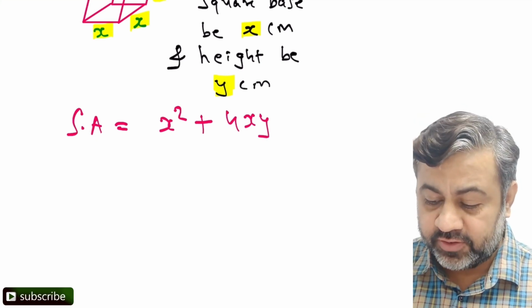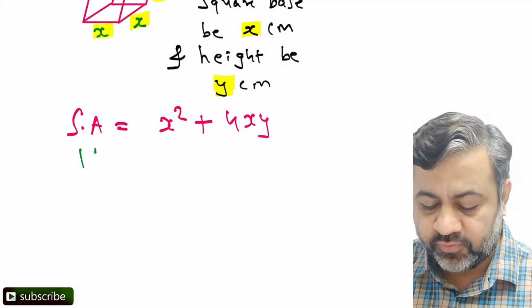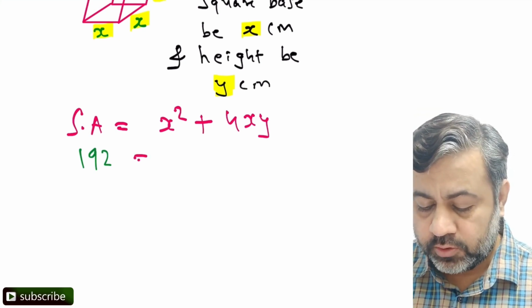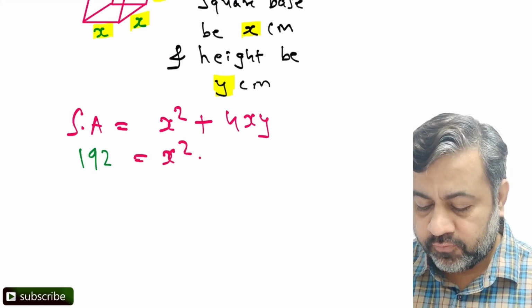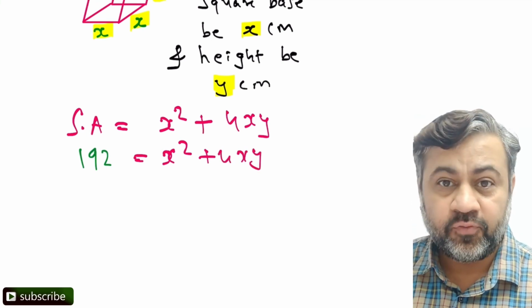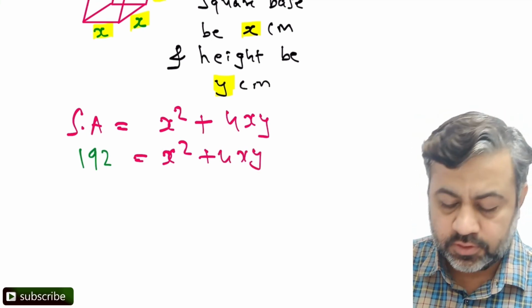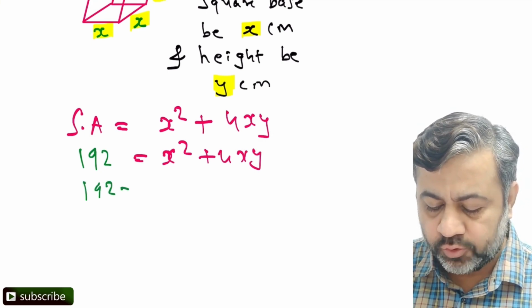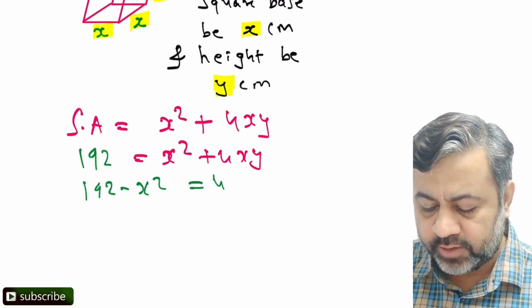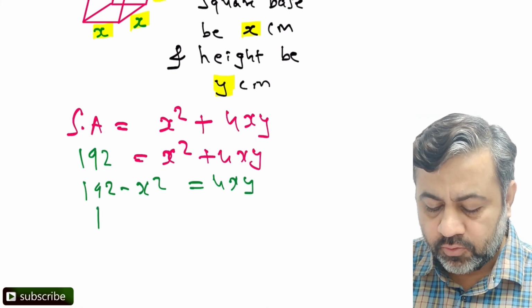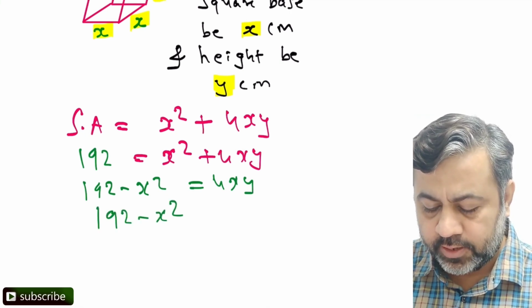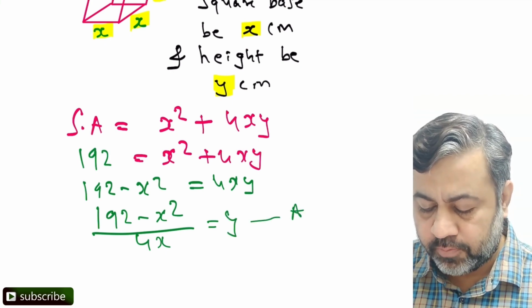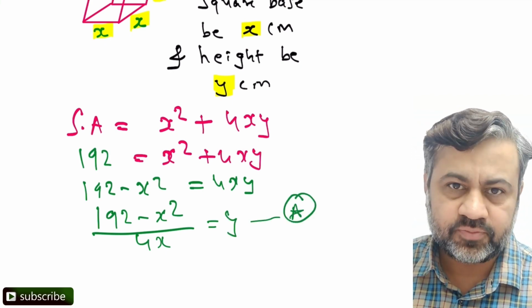But I know surface area is given to me in the question as 192 square centimeter, so this will be equal to x square plus 4xy. Now from this I need to find the value of y in terms of x. How to do it, observe. So what I'm doing is I'm writing 192 minus x square equal to 4 times xy. That means 192 minus x square upon 4x is the value of y. That is the first very important condition we got, value of y in terms of x.